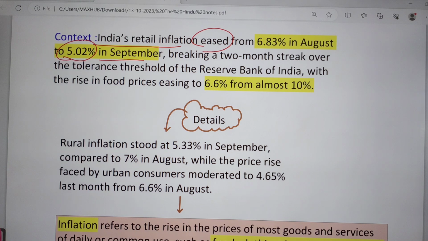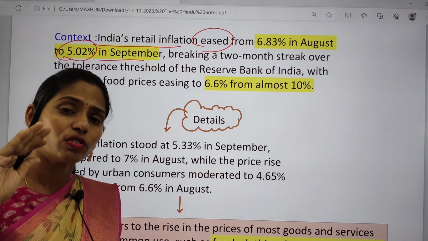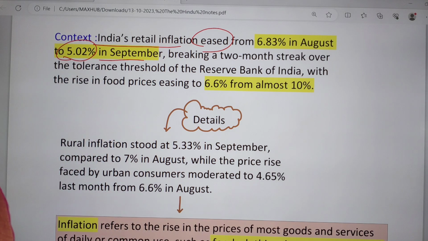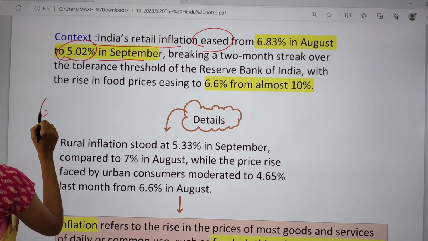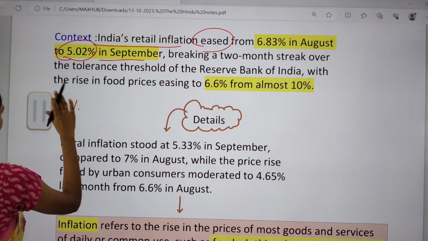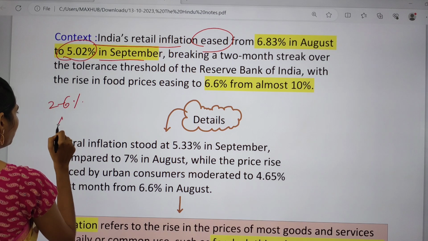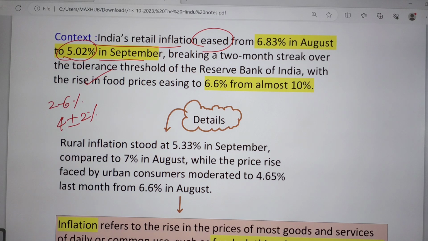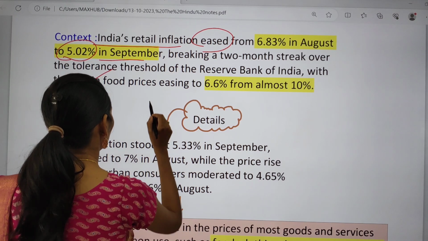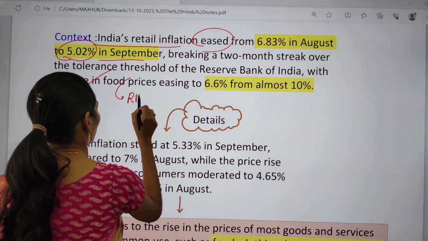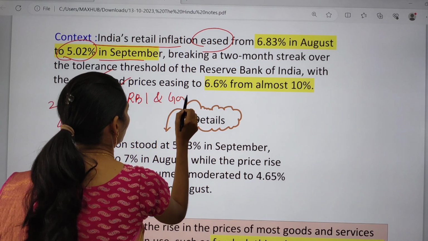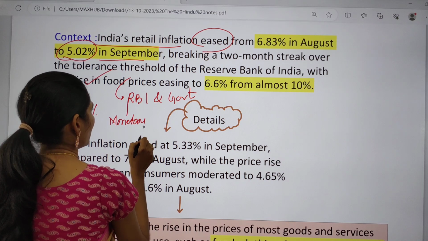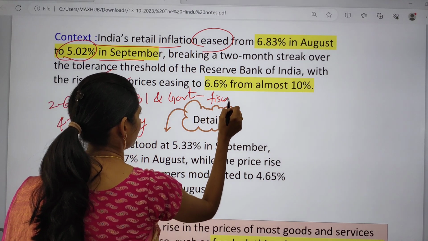Actually, we have faced this inflation since the COVID-19 pandemic onwards. From that time there was no easing of inflation, and now we see there is easing, and it is in the normal limits. Normal limits here are 2 to 6%, that means 4 plus or minus 2%. Now it is 5%, so it is under the limits. To control this inflation, you have to know the role of RBI and the role of government. RBI has monetary policy, and government has fiscal policy.